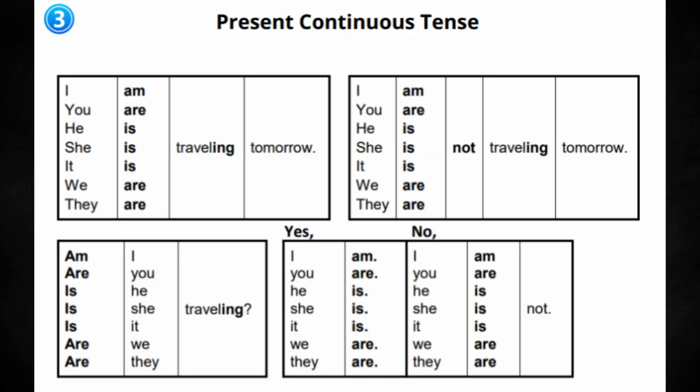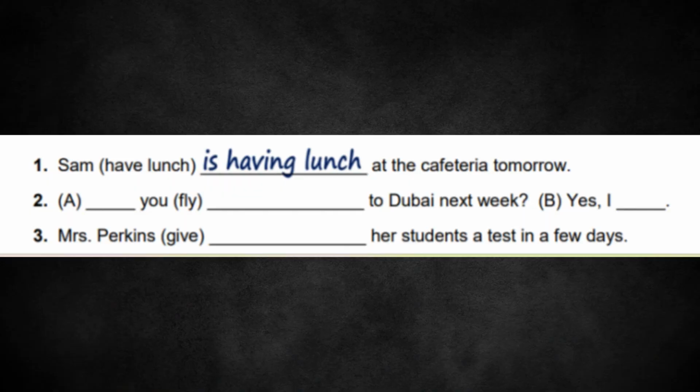Here we've got the present continuous tense: is, am, are plus ing. I am traveling tomorrow. I'm not traveling tomorrow. Am I traveling? Yes, I am. No, I'm not. I've already made a video just of the present continuous tense, but you can also use it in the future. Sam have lunch. Sam is having lunch at the cafeteria.